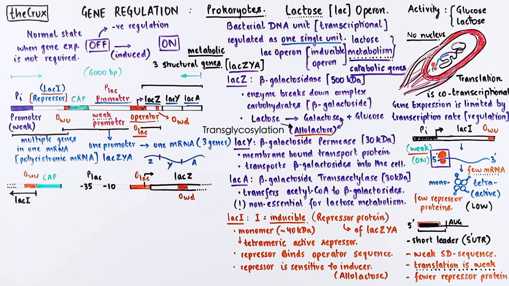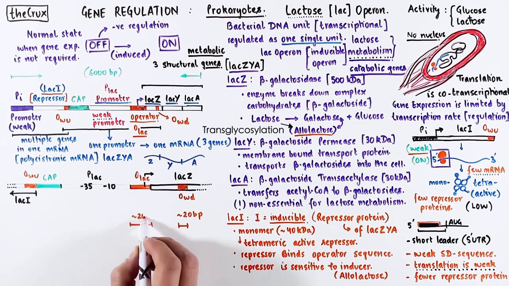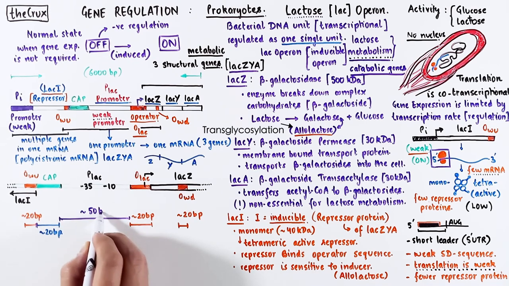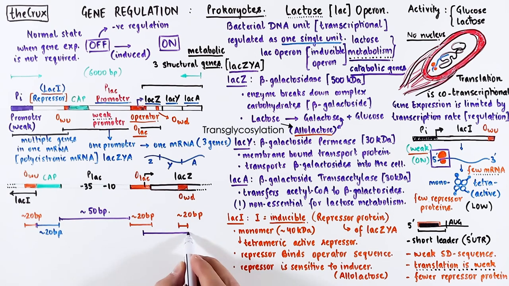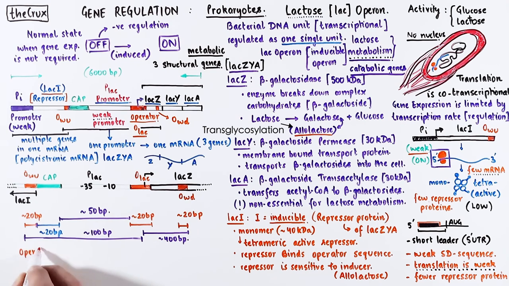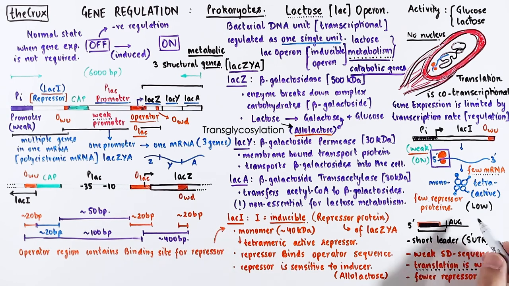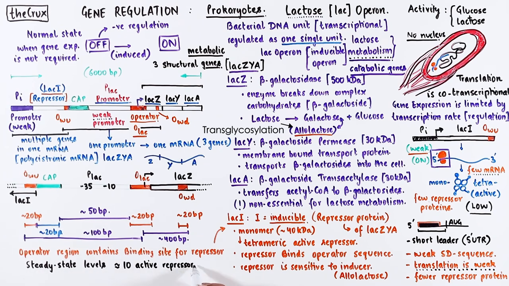So for an intuitive idea of the scale, the operators are 20 bases in length, the CAP binding site is also 20 bases in length, and the promoter is around 50 base pairs in length. The distance from the main operator to the downstream operator is 400 bases. Quite a big distance relative to the distance between the main operator and the upstream operator, which is only 100 bases. This information will be very useful soon when we discuss repressor binding. Just to clarify, this operator is the region that contains the binding site for the repressor. And this repressor, as we said, is low in concentration, but to put it in numbers, at steady state levels, only around 10 active tetrameric proteins are present in the cell.